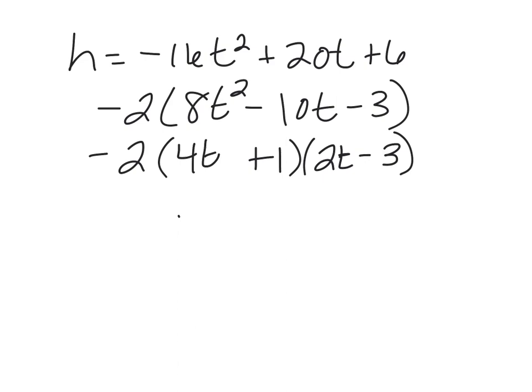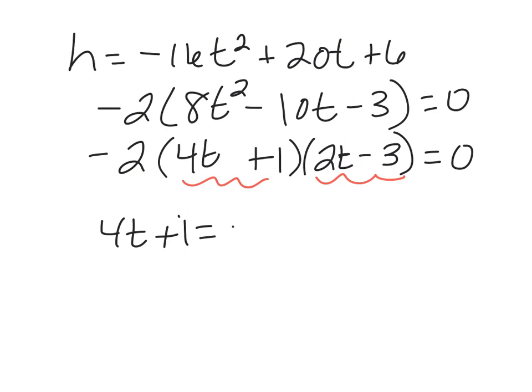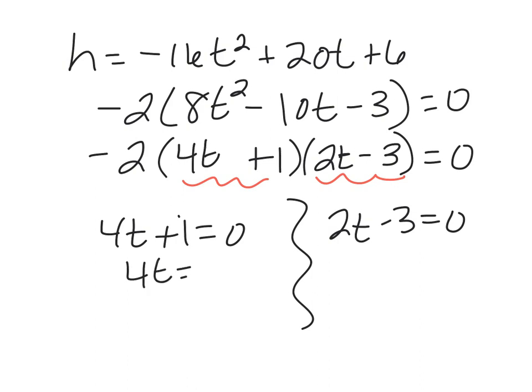So yay. Now, this whole thing has to equal 0, right, to solve it, because we want the balls on the ground when the height is 0. So negative 2 equals 0 makes no sense, so we don't worry about that one. One of these two factors has to equal 0 in order for the entire thing to equal 0. So we do 4t plus 1 equals 0, and 2t minus 3 equals 0. So over here, I get 4t equals negative 1, so t equals negative 1/4.